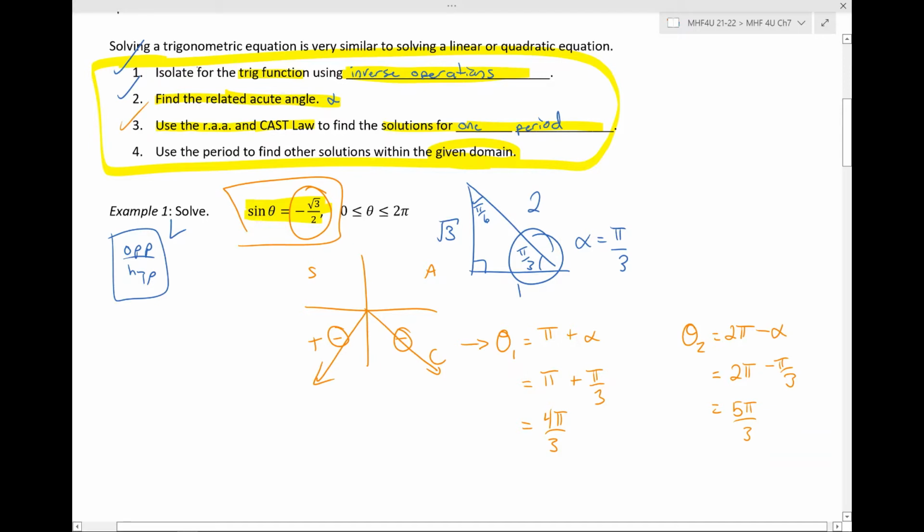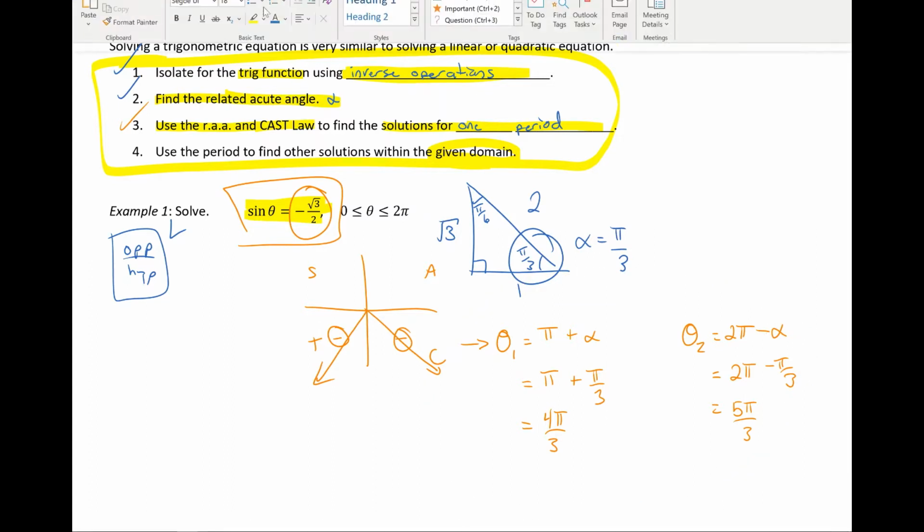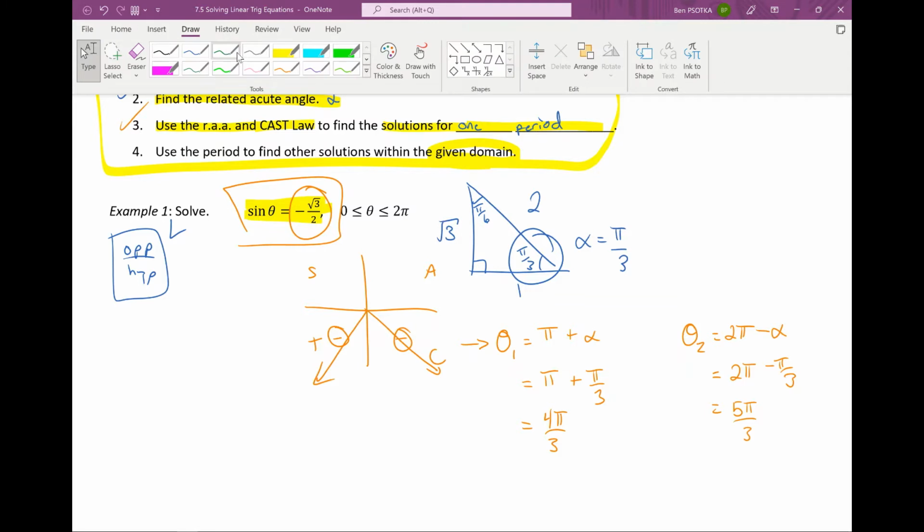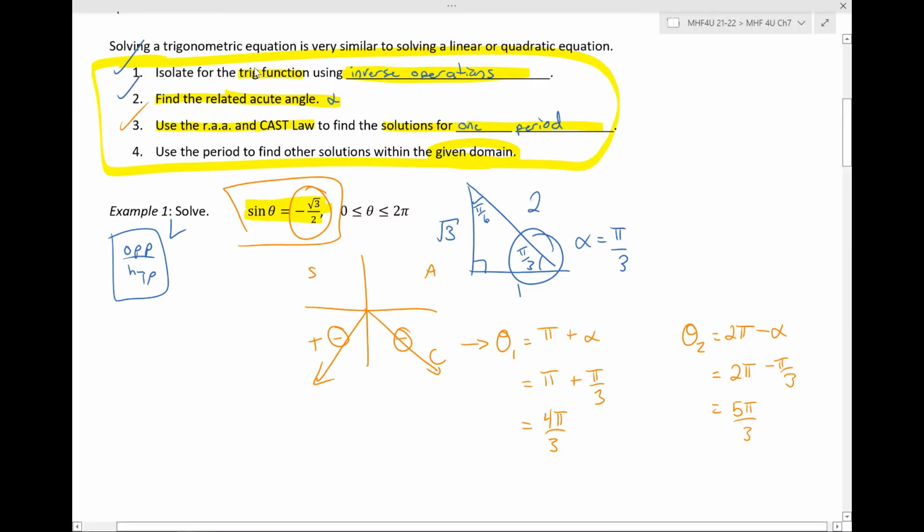Well done us. Now we need to use the period that we've worked with to find any other solutions on the given domain. In this particular case, and we'll go over an example afterwards where we go a little bit deeper, our given domain is in between 0 and 2 pi. So we've found all of our solutions, because between 0 and 2 pi, we've found those two angles here and here. And if we kept on going, then we're no longer within our given domain. All right, so the two solutions, we can give a therefore statement. Therefore, theta equals 4 pi over 3 or 5 pi over 3.